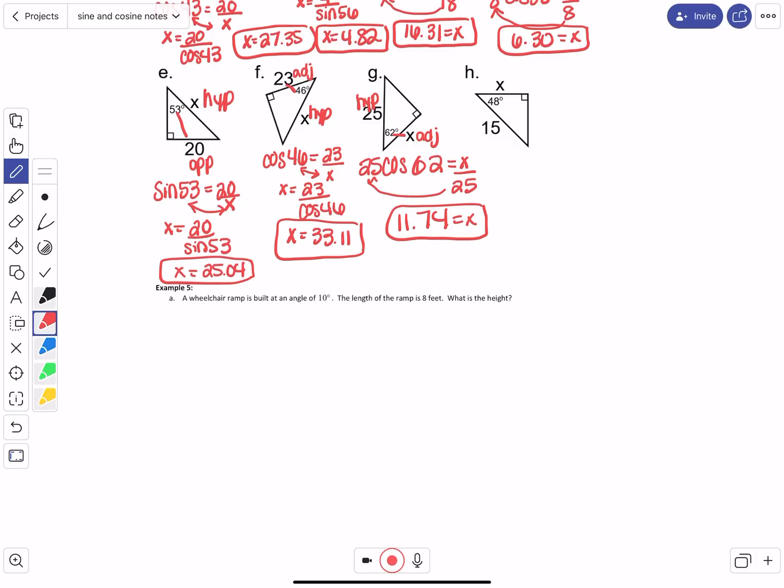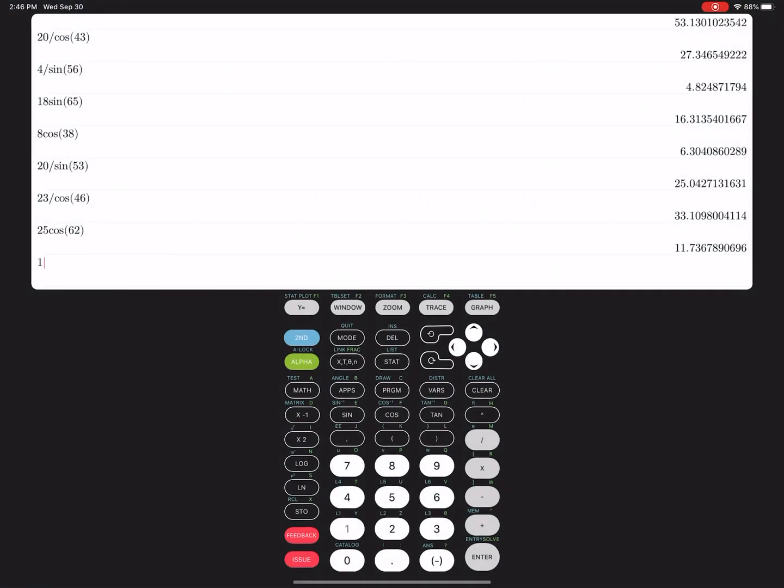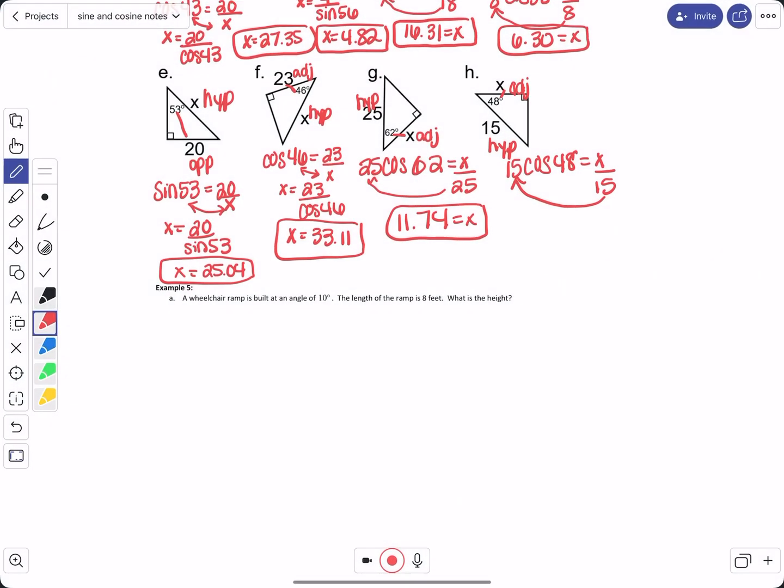Okay, last one like this. 15 is my hypotenuse. These are really close together, so that is adjacent, which means I'm using cosine. So cosine of 48 equals x over 15. I move 15 up and over. So I'm multiplying 15 times cosine of 48. And that gives me 10.04.